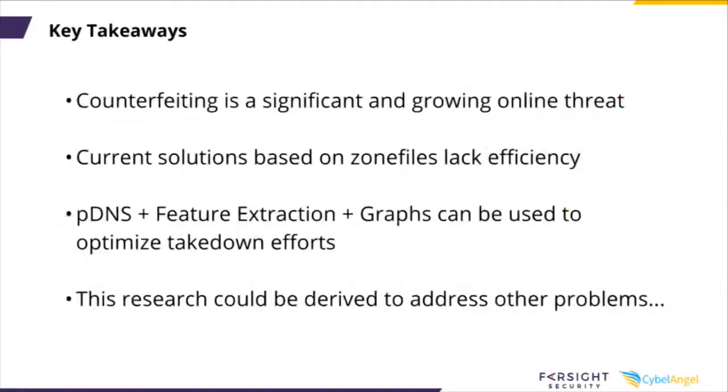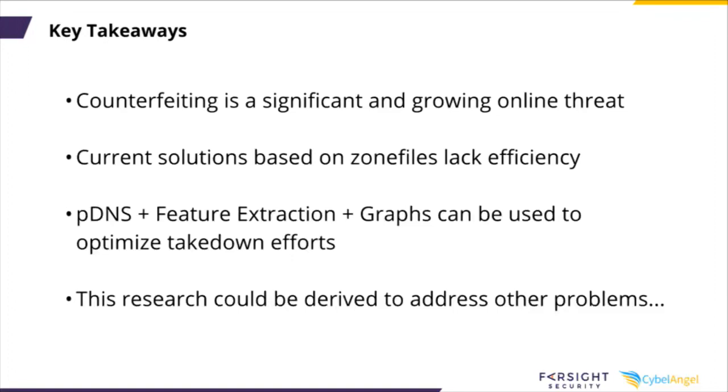So, about the takeaways of this presentation. The first one, you probably already know it, is that counterfeiting is a significant and growing online threat. Second, that the current solutions that are based on zone file analysis and website takedown one by one are inefficient. And here we showed the research to use passive DNS data to really optimize your takedown efforts by using some network science and feature extraction applied to this kind of data.